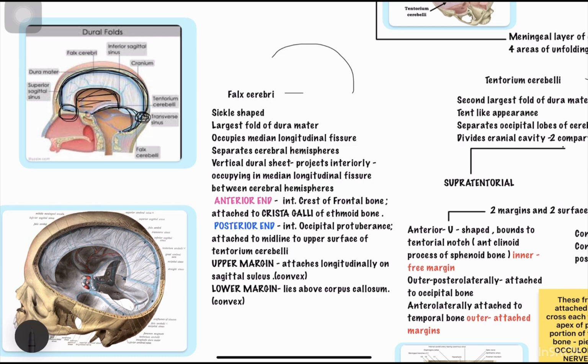So, as I said, falx cerebri is sickle-shaped, the largest fold of the dura mater, occupies the medial longitudinal fissure, and separates the cerebral hemispheres. The anterior end is attached to the crista galli of the ethmoid bone, seen at the frontal region, crest of the frontal bone, and the posterior end is at the occipital protuberance. The upper margin attaches longitudinally on the sagittal sulcus. Here, this is the upper margin, and the lower margin lies above the corpus callosum. This lower margin.